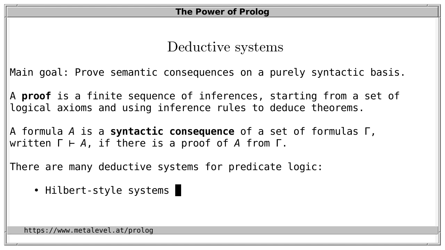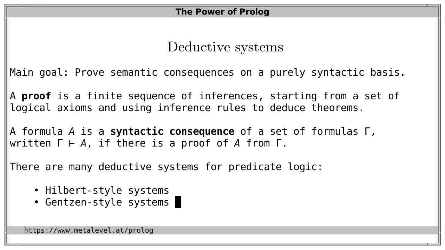For example, there are Hilbert-style systems. Such systems are, for example, good for comparing different logics, but not so good for automated reasoning. And one key characteristic of Hilbert-style systems is that they have many axioms and only a small number of inference rules. And I mean a really small number, such as 1 or 2 inference rules.